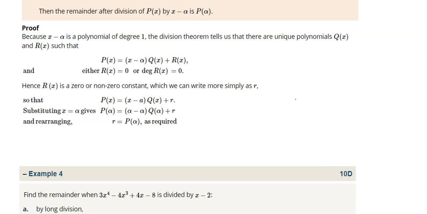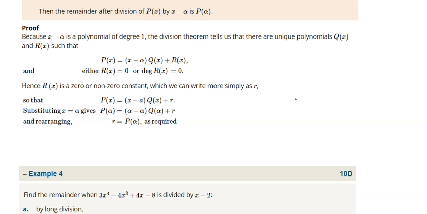So the remainder isn't going to be like x plus 2 or something like that. Okay. So r of x is either 0 or a non-zero constant, and so we just simplify it as r, and they're just saying that it comes out to be that.